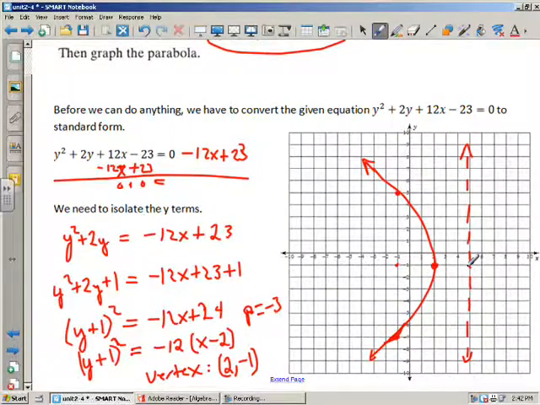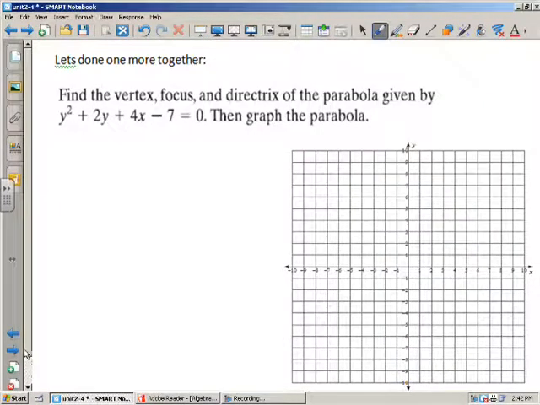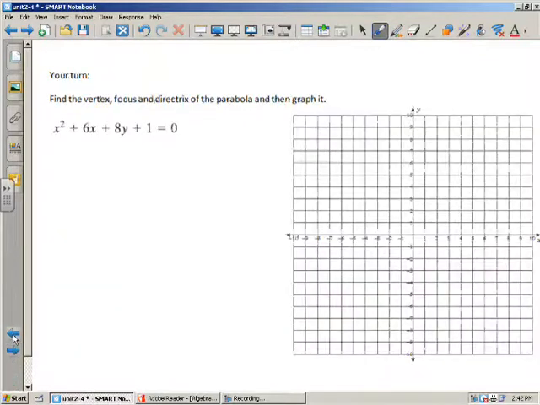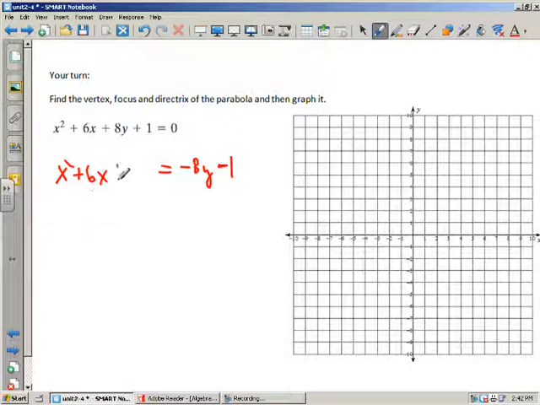So, what else? Let's do this one with x squared. Okay. So, here's what we're going to do. We've got our x being squared. We've got a 6x, so I'm going to have x squared plus 6x, minus 8y, minus 1. Okay. Half of 6 is 3. 3 squared is 9. So since I'm adding 9 on this side, I've got to add 9 on this side.